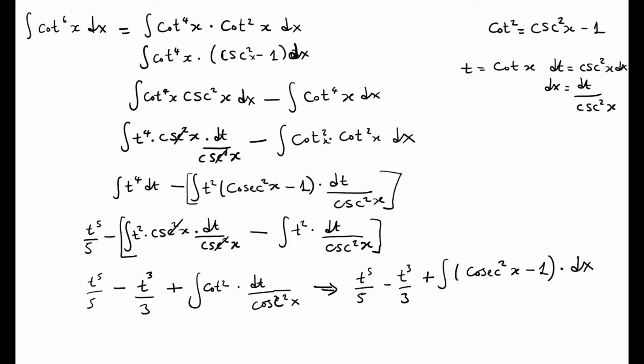So this will give us, we know this was cot, so this is cot to the power 5 of x over 5 minus cot to the power 3 of x over 3 plus the integral of cosec squared, which will give you minus cot of x. Then here what you have also will be minus x plus c. This will be your final answer.